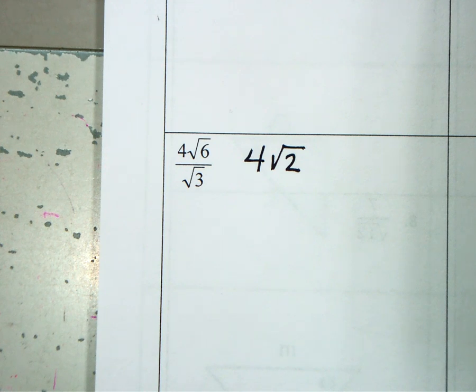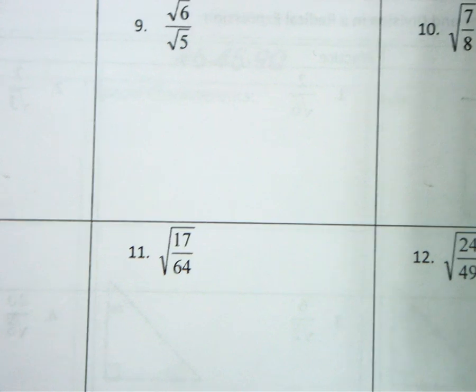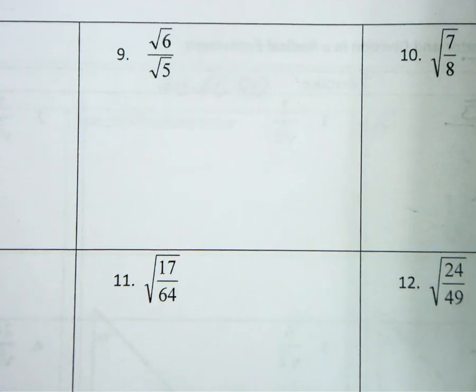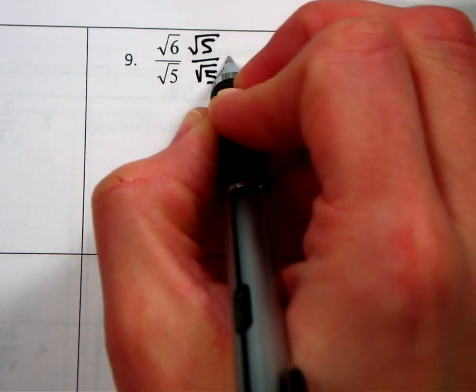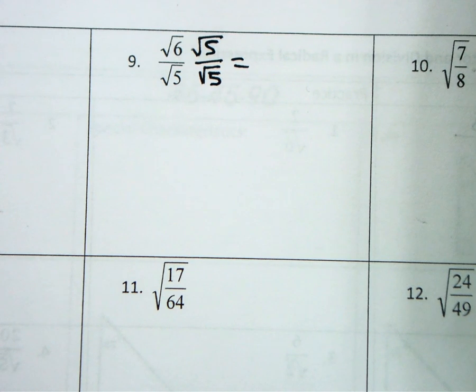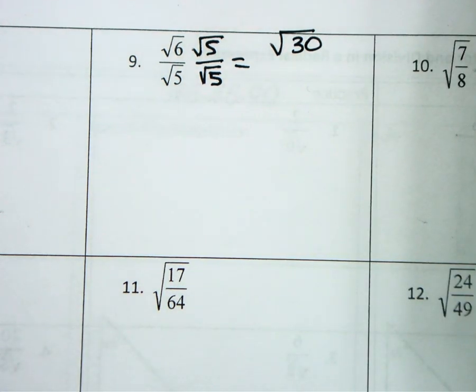For example, number 9. So let's go back up to number 9. Can 6 be divided by 5? No. So I'm going to have to do this radical 5 over radical 5 business. And what we did on the front side is we said 6 radical 5, but these are both radical numbers, like we did on the warm-up. We have to actually multiply them. 6 times 5 is 30. And then radical 5 times radical 5 is just plain old 5.